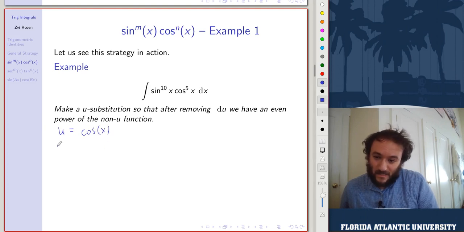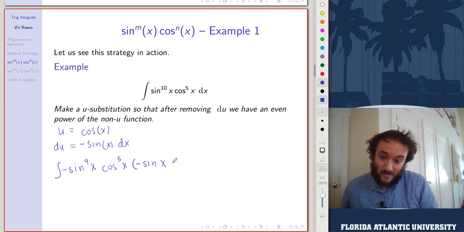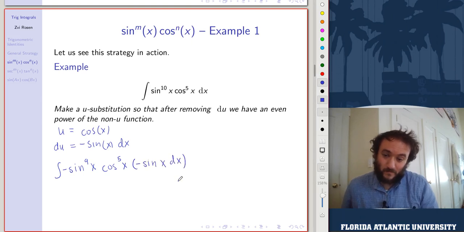If that was the case, then du would be minus sine x dx. And the integral that remains after factoring out the du would be minus sine to the 9th x cosine to the 5th x times minus sine x dx.